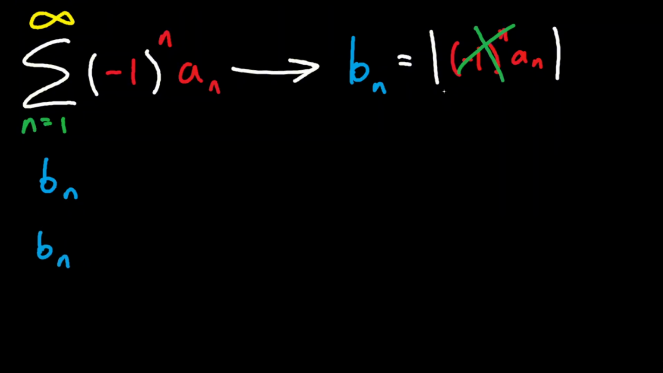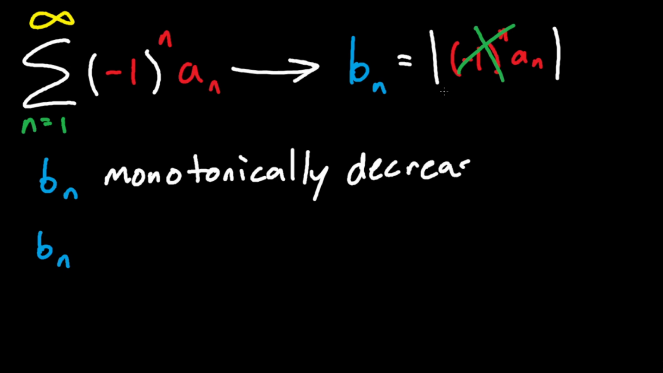So b of n must be monotonically decreasing, or you can just write down decreasing. It doesn't really matter. What this basically means is that each term, next term, is smaller than the previous. Right. So in this case, negative 1, since b of n is the absolute value, b of n just turns every term to positive, so 1, 2, 3, 4. This is not monotonically decreasing. Each number is getting larger and larger and larger.